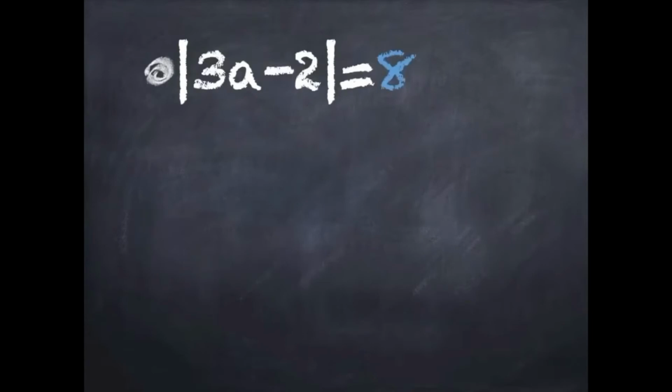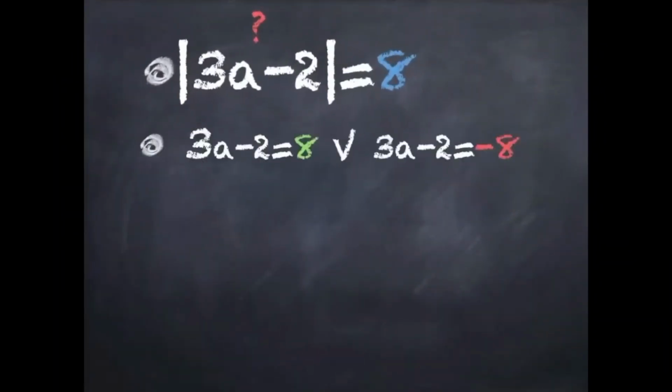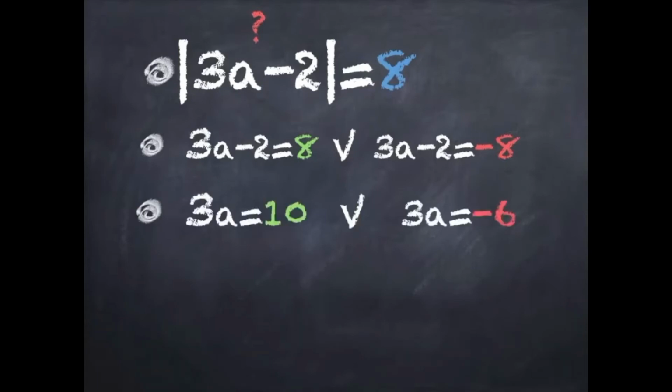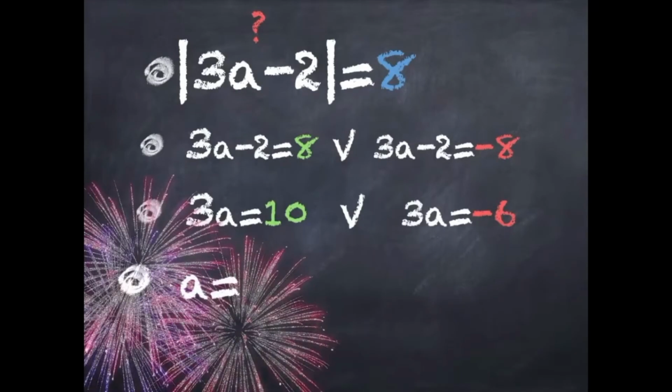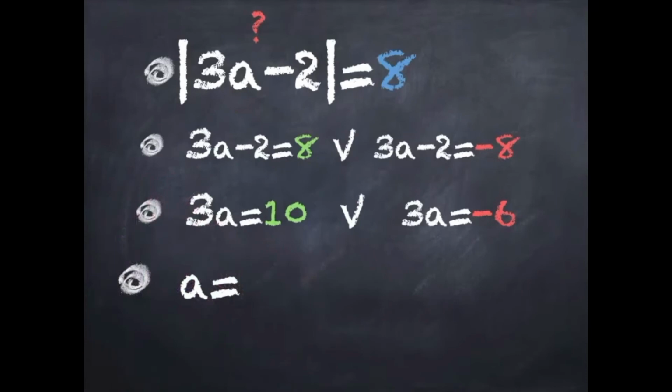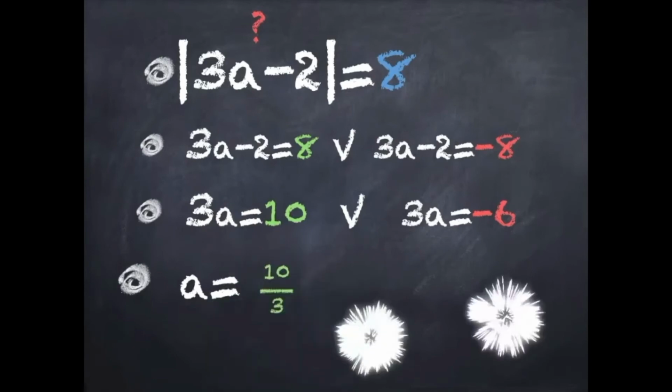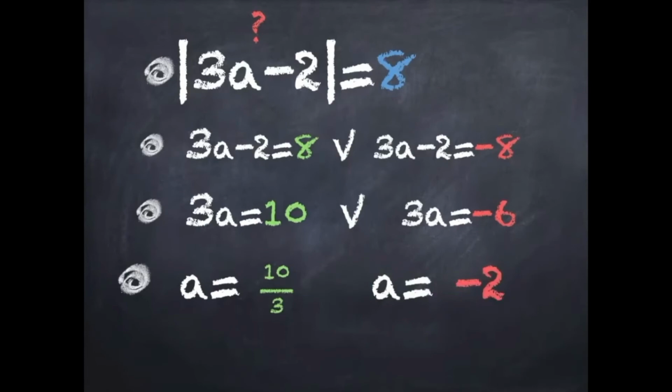Another example. So we should take what's inside the absolute value, 3a minus 2 equals 8 or negative 8. And then we solve the linear equations. Add 2 to each side and then divide by 3 each side. You get 10 over 3 for the first equation. And you get negative 2 for the second equation. Negative 6 divided by 3 is negative 2.